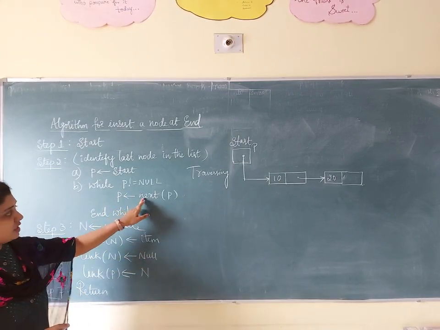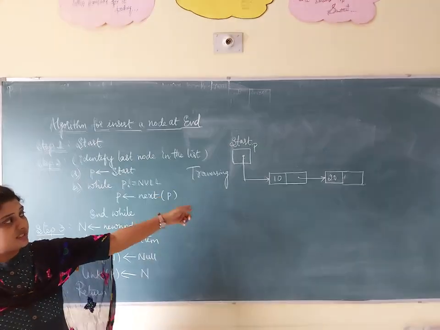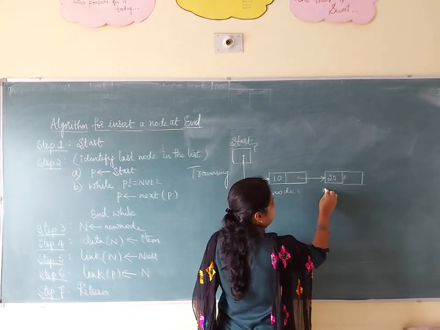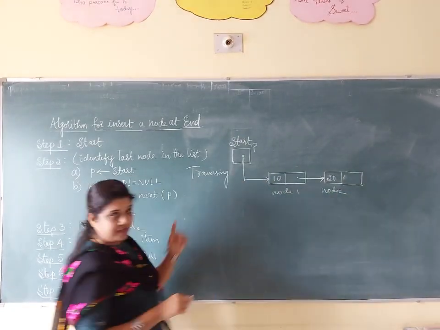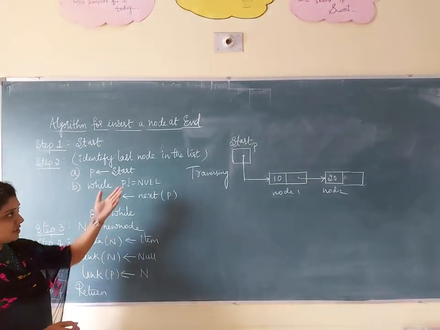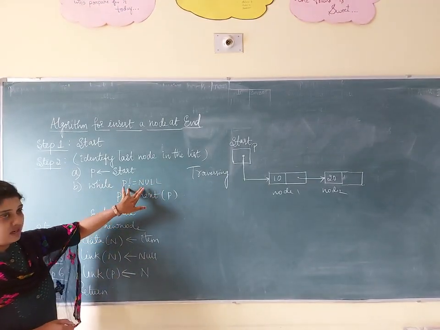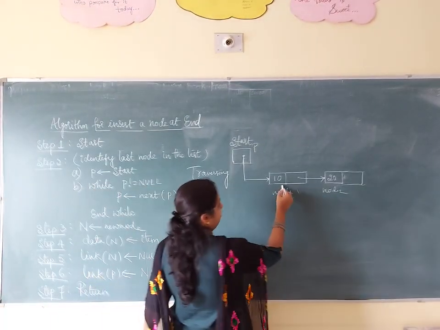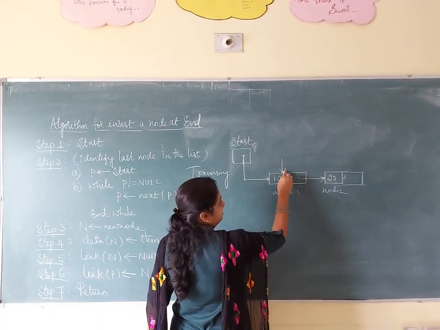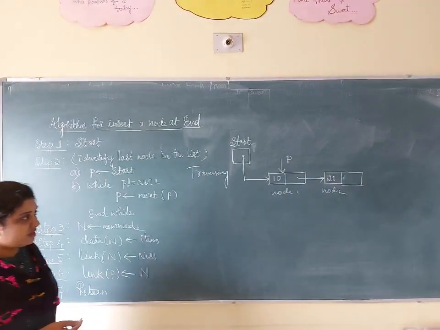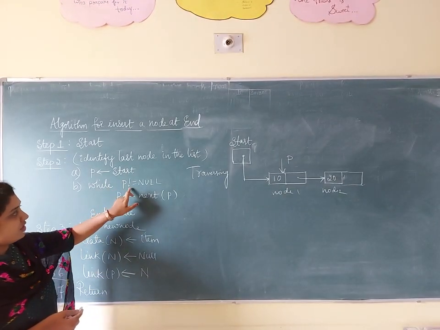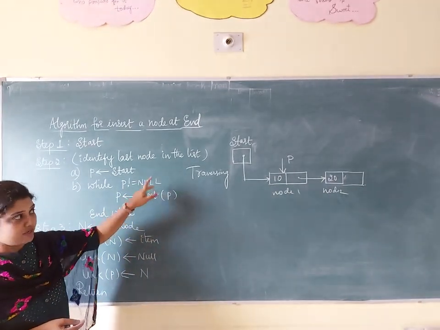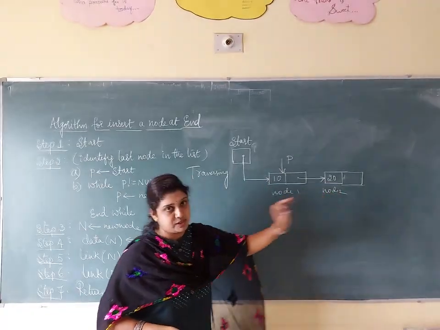P is not equal to null, so it will point to the next of P, which is the next node, 10. See, this is your node 1 and this is your node 2. P is not null because it is pointing to start. So now the pointer is moved to the next of P. Now the pointer is pointing here, and again it will come back here. The pointer is pointing to 1, which is not equal to null because it is pointing toward the next node.